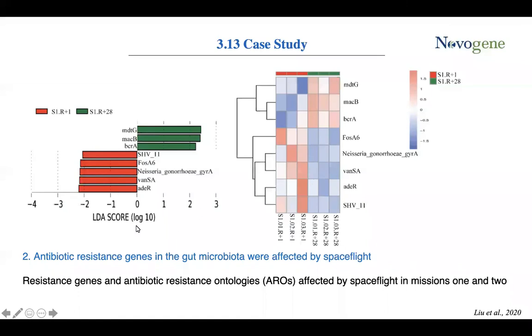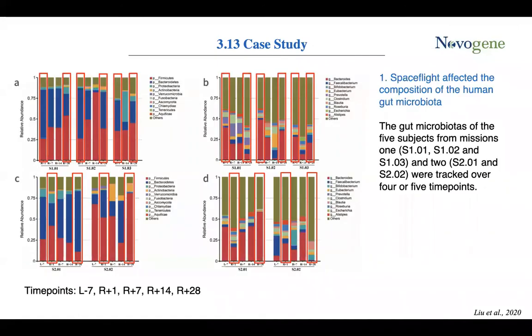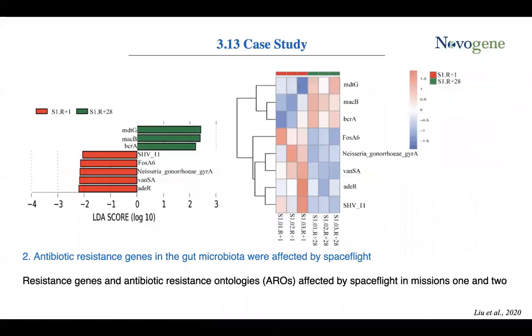So from the graphs on these 2 slides, the species distribution, species abundance, and resistance genes in the gut microbiotas were both influenced by spaceflight. This is a paper which used a typical shotgun metagenomic sequencing approach that studied and revealed how spaceflight could affect the composition of human gut microbiota.